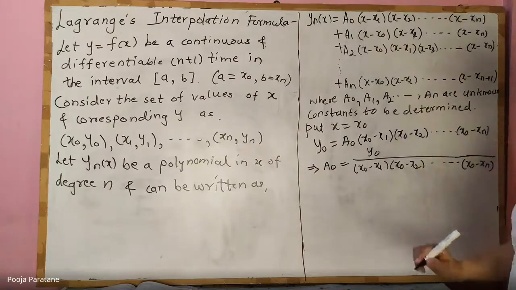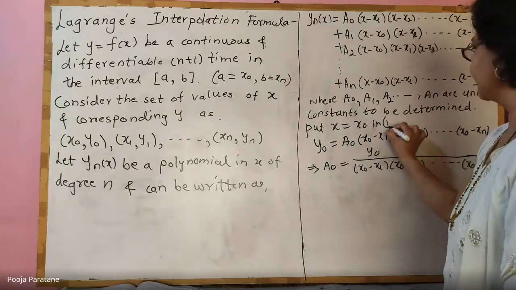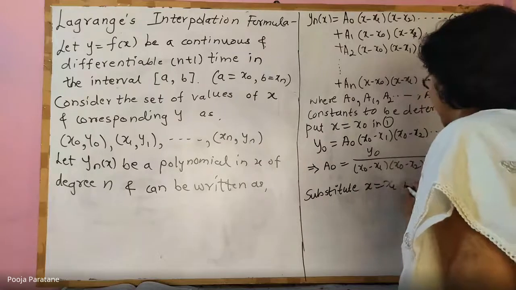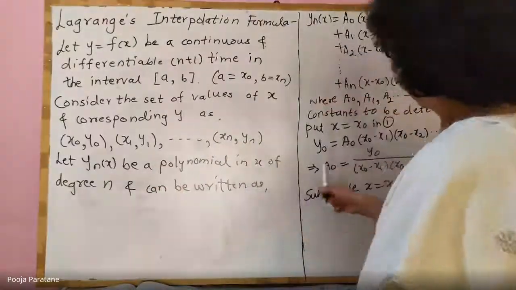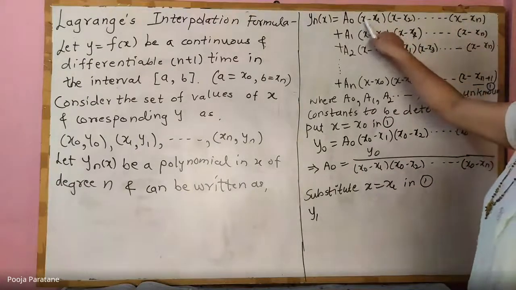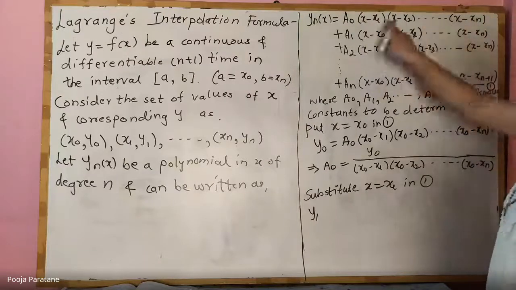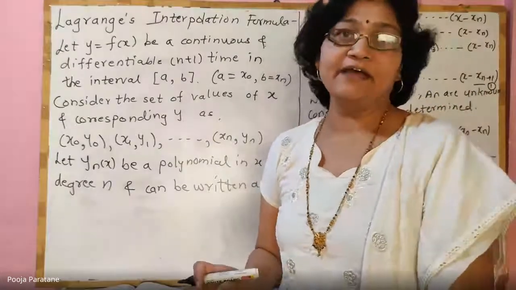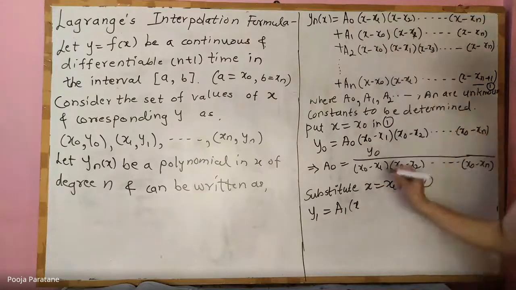Similarly, we can find the value of a1. For this, we will substitute x equal to x1 in equation 1. At x equal to x1, the value of y is y1. Now, the first term contains x minus x1, so it becomes 0, and the whole term will be 0. Only this term remains because x minus x1 is absent in it, and in the rest of the terms x minus x1 is present. So every term is 0 except the term which contains a1. So y1 is equal to a1 into, now here x is equal to x1, so x1 minus x0.